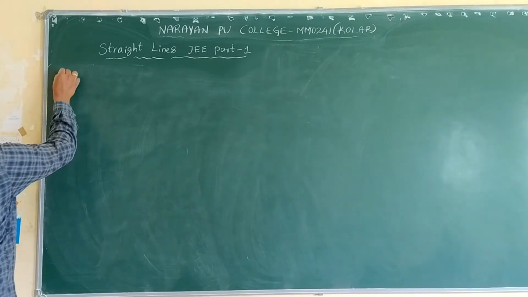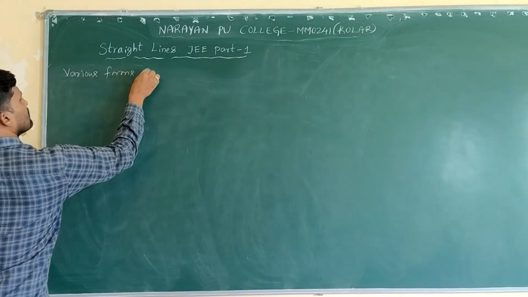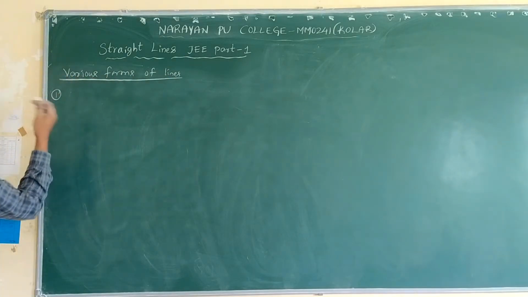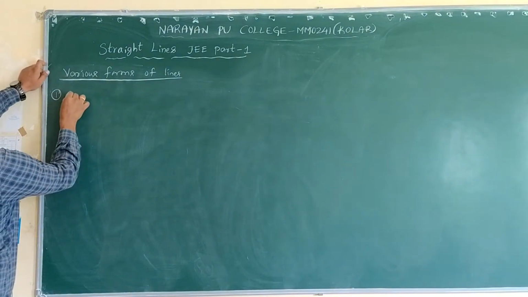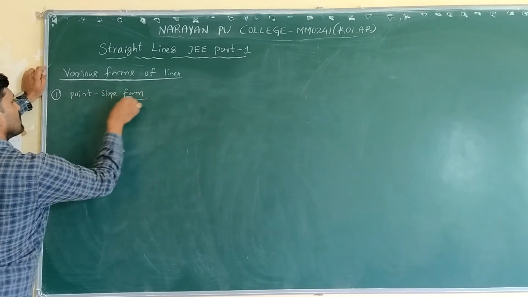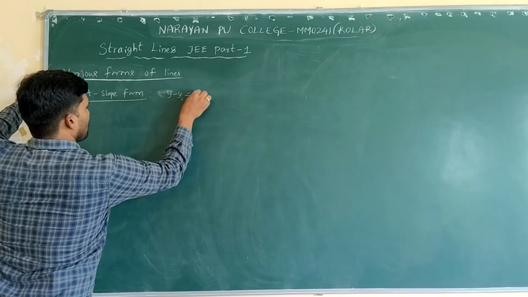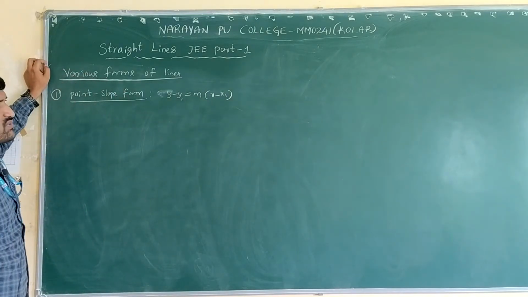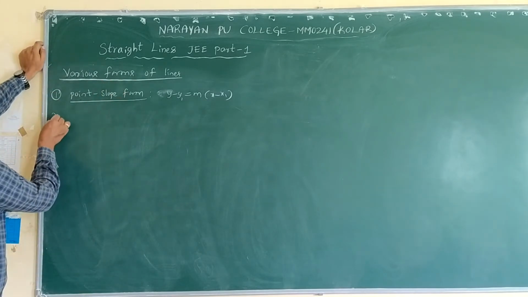Now let's discuss the various forms of lines, the different forms. Remember this name, the name itself has a meaning for that equation of line. First one, point slope form. Point slope form is y minus y1 is equal to m of x minus x1. Here m is the slope of the line, the line passing through x1 y1 having slope m units. In that case we use that formula.